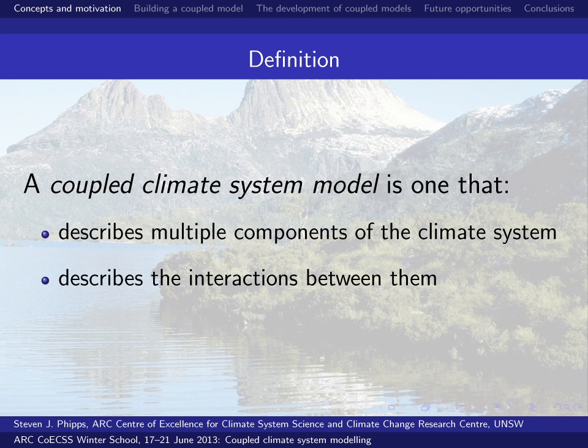In reviewing the literature, I actually struggled to find any standard definition of what a coupled model actually is. So what I'm going to do is use my own personal definition here. So a coupled climate system model is one that A, describes multiple components of the climate system, but most importantly of all, B, actually describes the interactions between them.